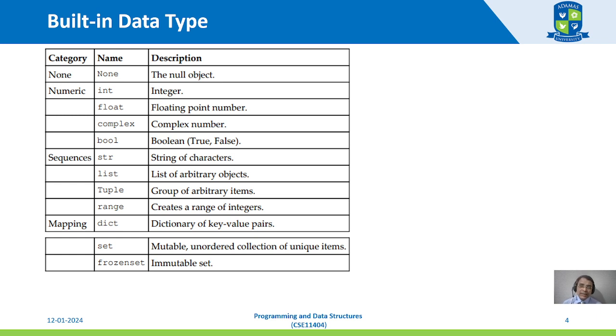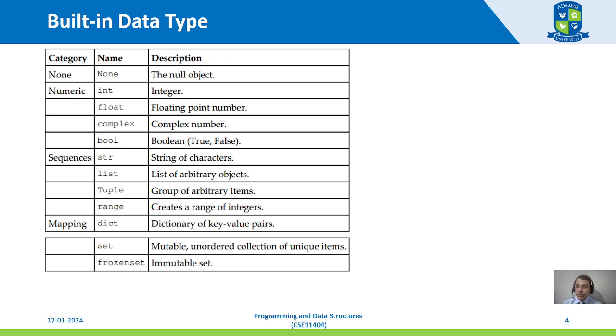Python has some built-in data types which are very important. In the case of the none category, it is used as none, and the description of this is the null object. You can see from here that it has been termed an object. That means anything we do in Python is introduced with an object, so it represents a particular class.